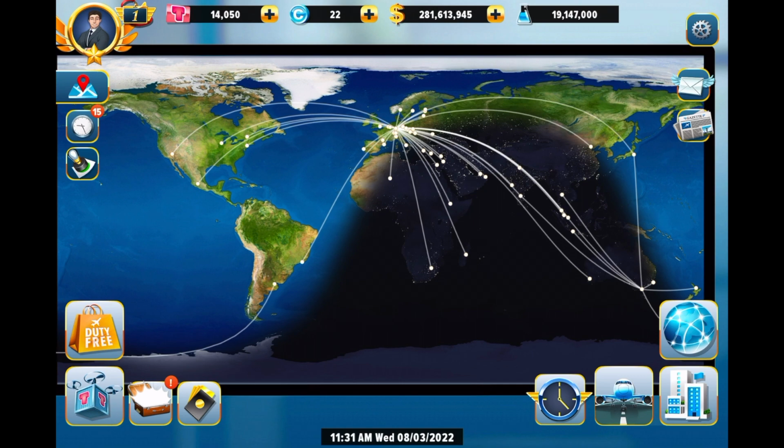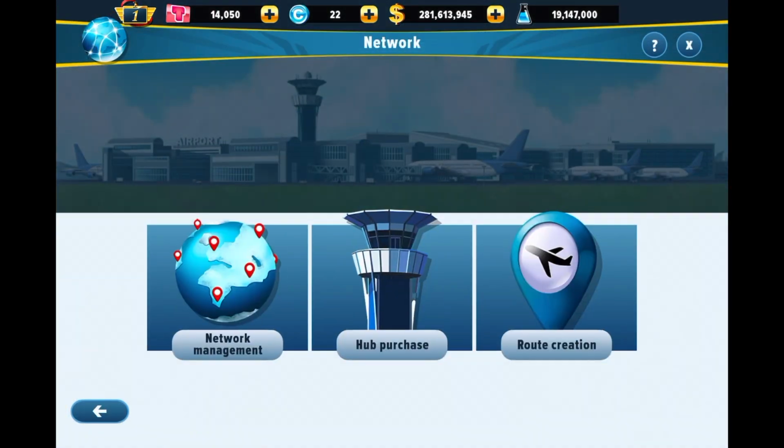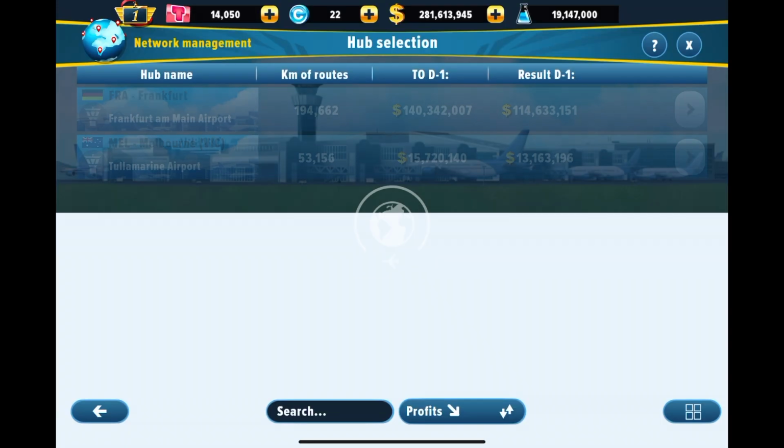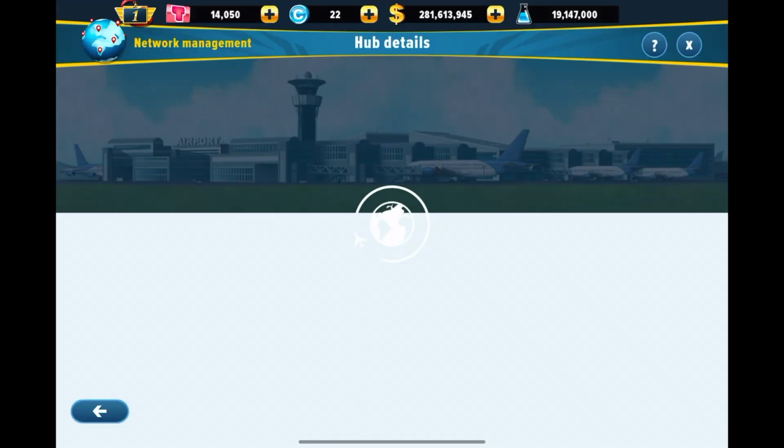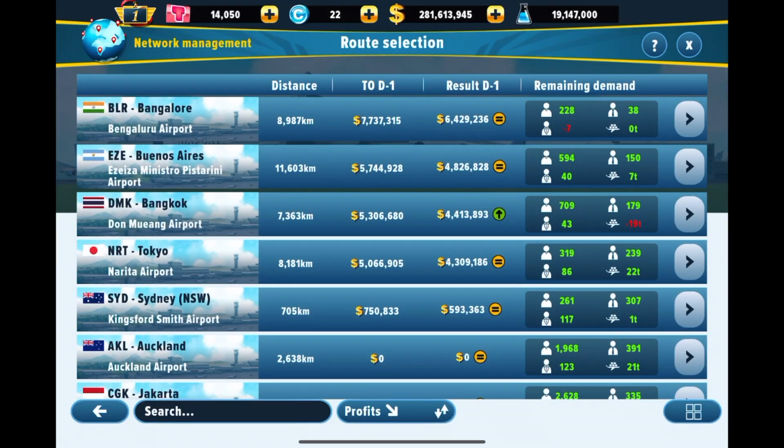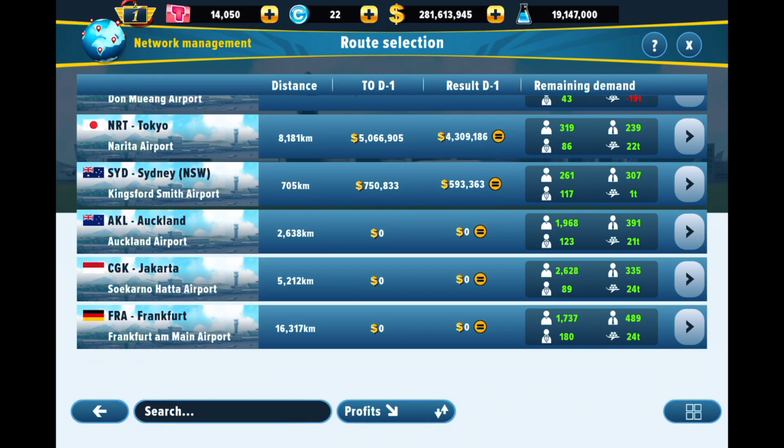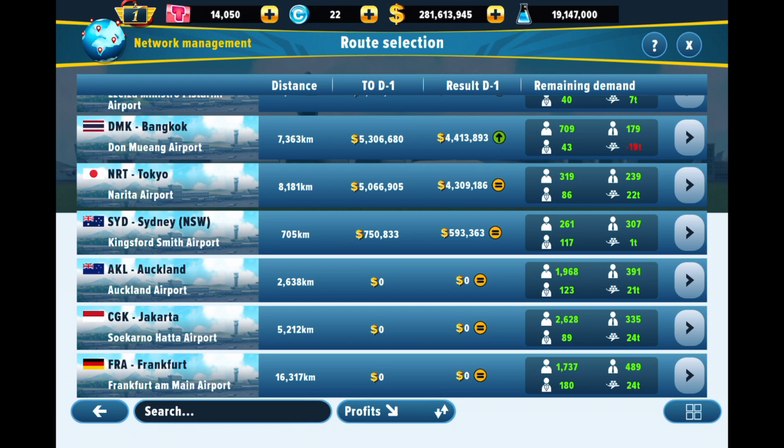Australia. Currently I have a few routes created here, and as you can see, the last three ones are the newly added routes. The Frankfurt to Sydney route is still an older route. The only reason that I'm not able to deploy any aircraft is because I do not have any aircraft with that kind of a range.